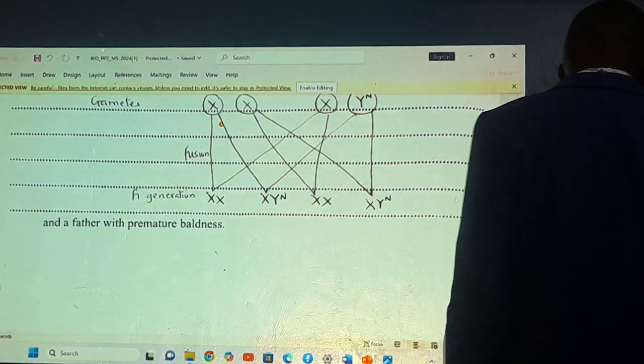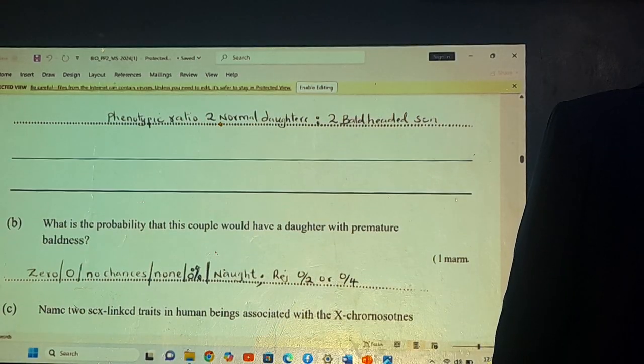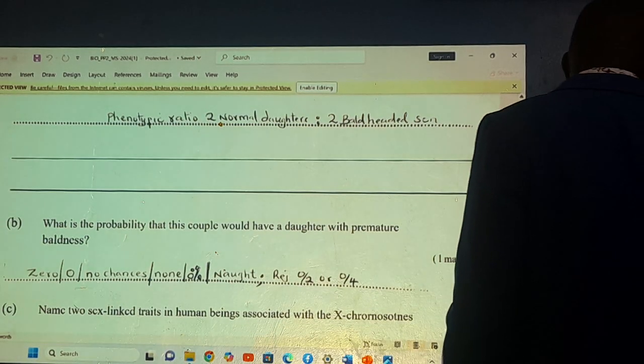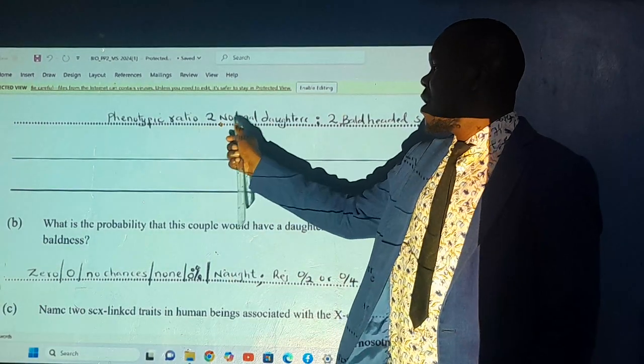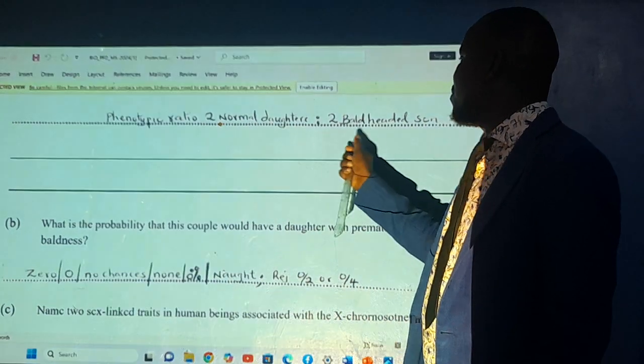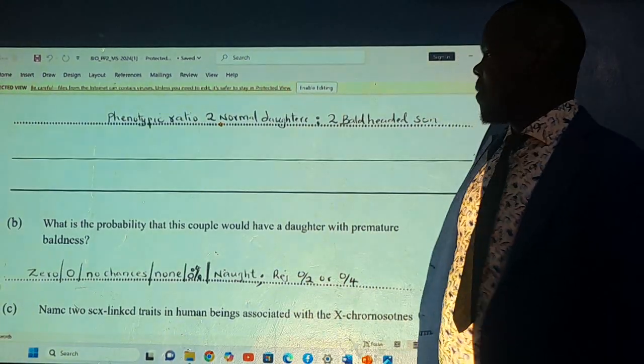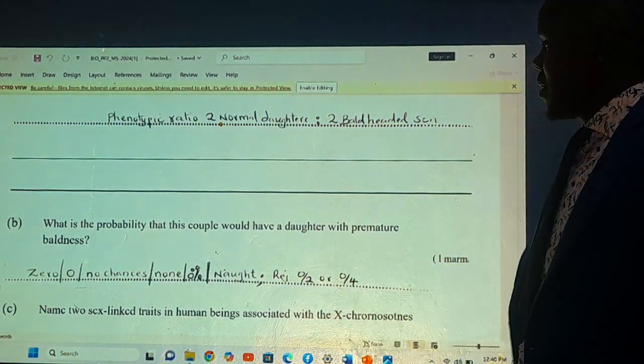You simplify that in the question. We are speaking about 2 normal daughters and 2 bald-headed sons, but now you have to simplify: 1 normal daughter to 1 bald-headed son. You get your mark.